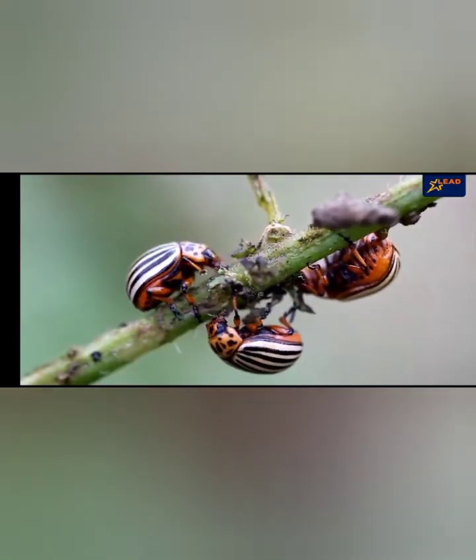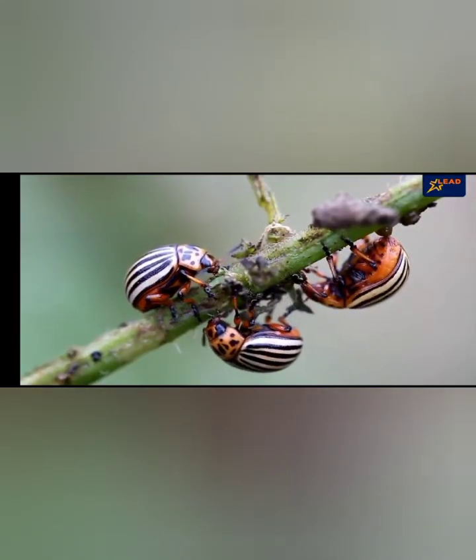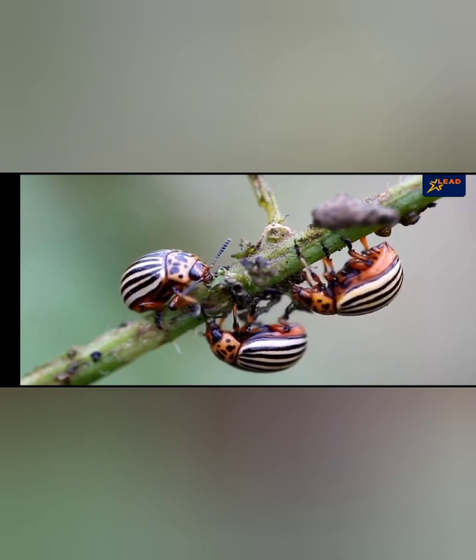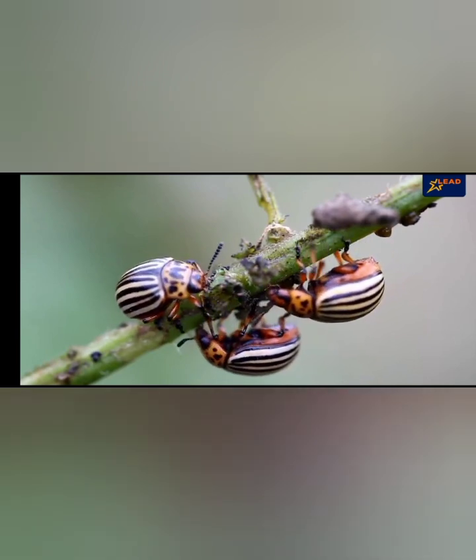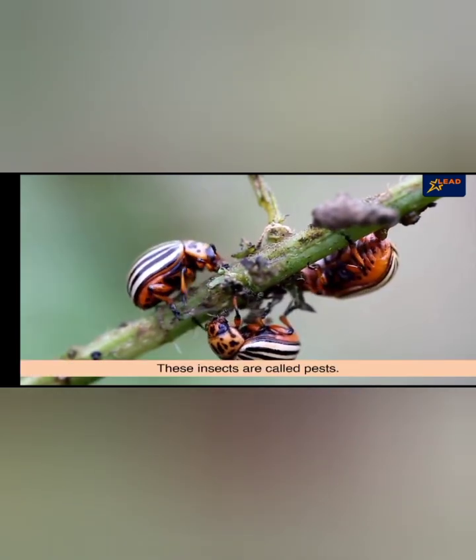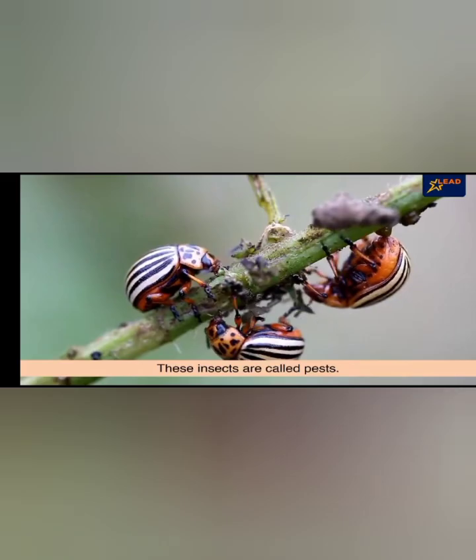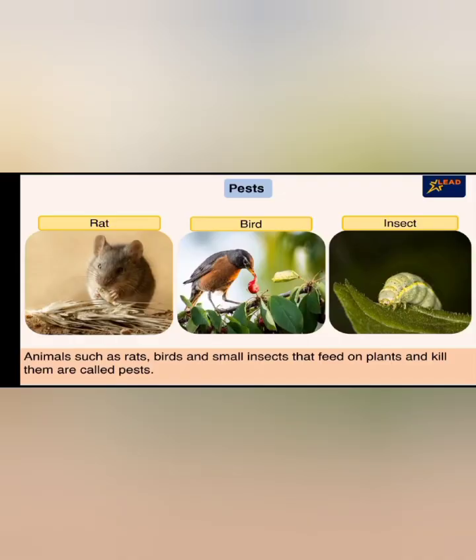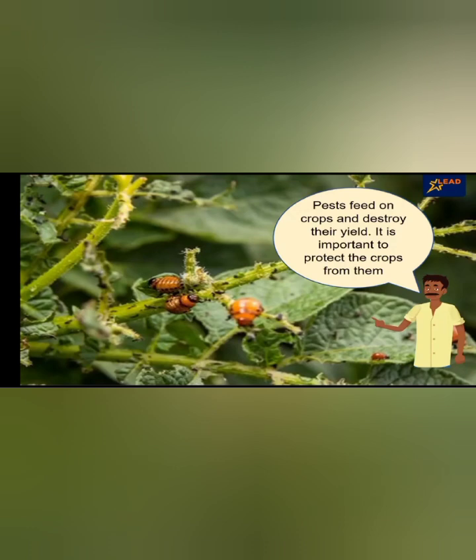This is a close-up of some insects feeding on a plant. Do you know what these insects that eat the crops are called? These insects are called pests. Animals such as rats, birds and small insects that feed on plants and kill them are called pests. Pests feed on crops and destroy their yield. It is important to protect the crops from them.